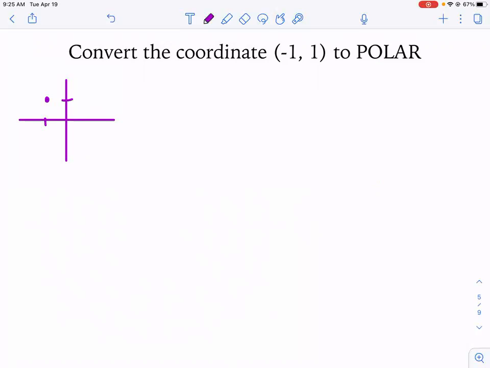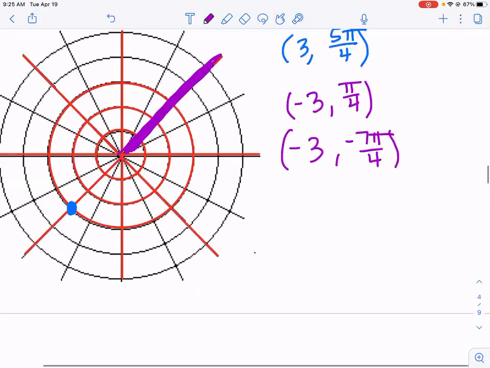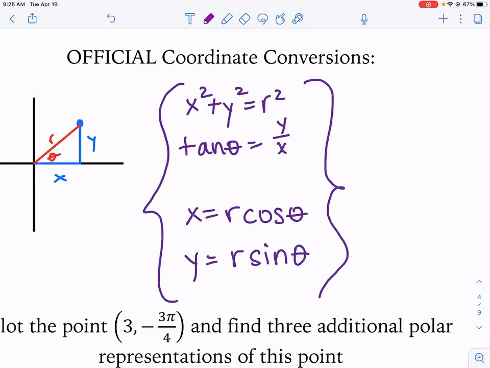Well, when we have a rectangular coordinate, we know X and Y. What 2 equations involve both X and Y? These 2 right here. These are going to be the most beneficial to us. If we know X and Y, we can get R. If we know X and Y, we can get theta.